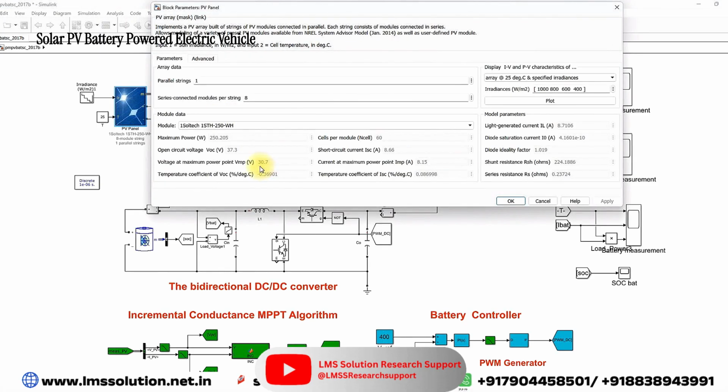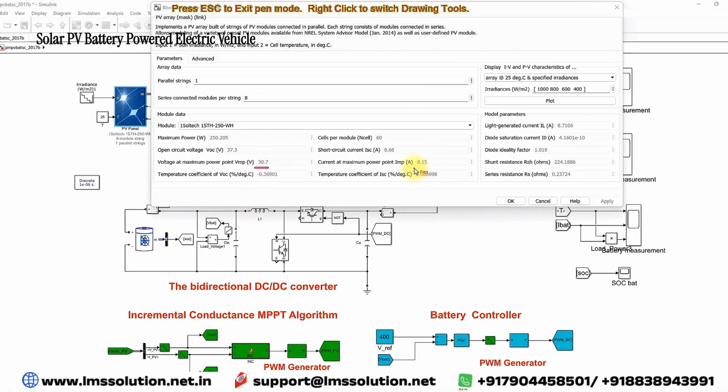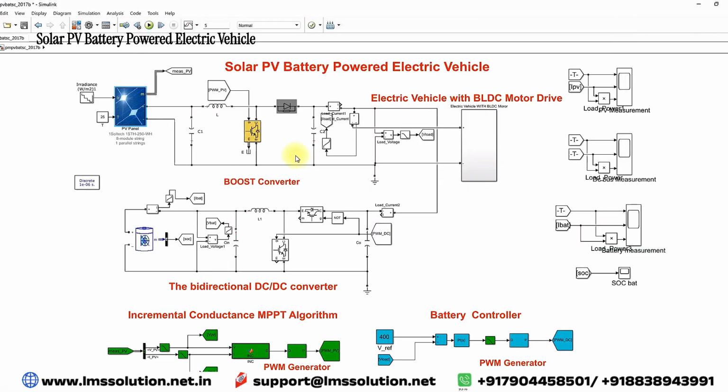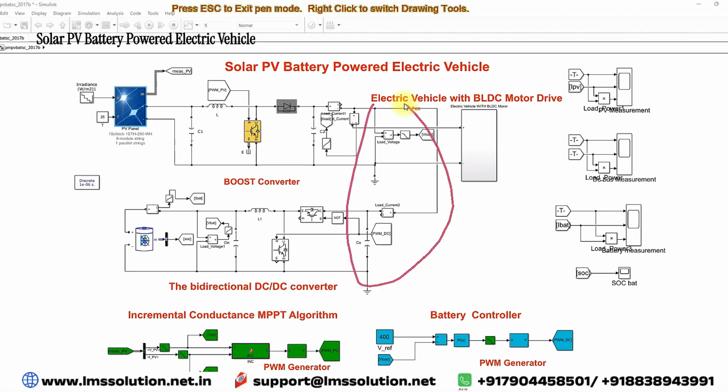Here you can see that the voltage at the maximum power point for each panel is 30.7 volts, and the current at maximum power point is 8.15 amps. A single panel will supply a maximum of 250 watts. 8 panels in series can supply a maximum of 2000 watts, and they are connected to the common DC bus. This is known as the common DC bus. Here we are going to maintain the voltage at around 400 volts. Here we will get around 245 volts.